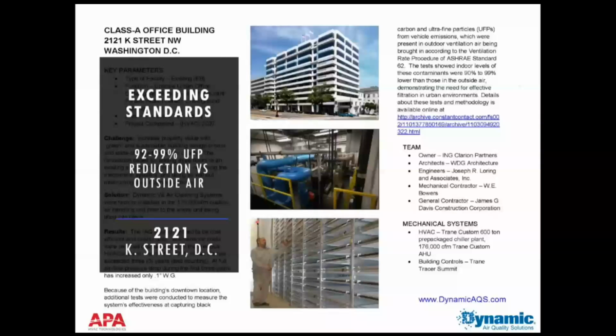This is 2121K, an office building in downtown DC. Again, a high level of ultrafine particles in the outdoor air, which you see in urban environments because of vehicle exhaust, kitchen exhaust. Basically, ultrafines come from combustion byproducts. Again, that's also the range where the virus lives, but typically, I'm more concerned about all the levels in the outdoor air.